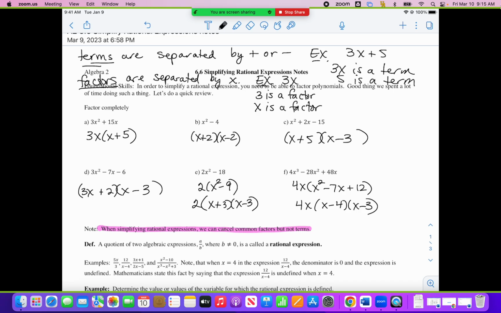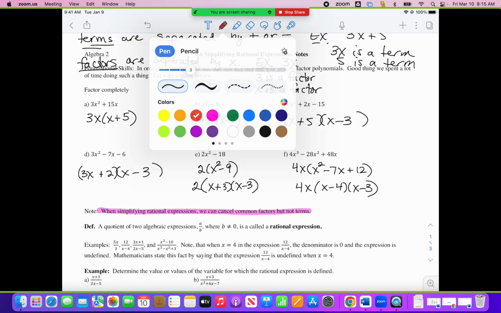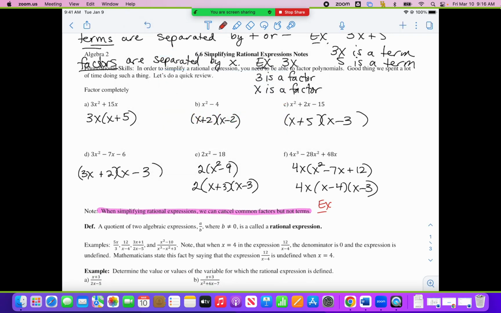So let's go back to the highlighted part again to make sure you understand it. When simplifying, we can cancel common factors but not terms. So what I mean, let's do an example. If I have 2 plus 5 over 2 plus 7, the 2 and the 5 in the numerator are terms. The 2 and the 7 in the denominator are terms. I cannot cancel the 2's.